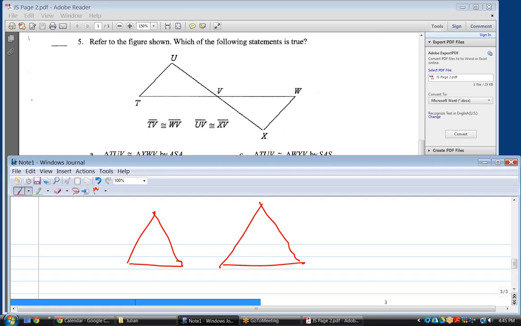And I want you to name them for me. If this angle is equal to this angle, and this side is equal to that side, and that side is equal to that side, there's our side angle side. Yeah. What's the lettering on the one on the left? Wait, what do you mean?